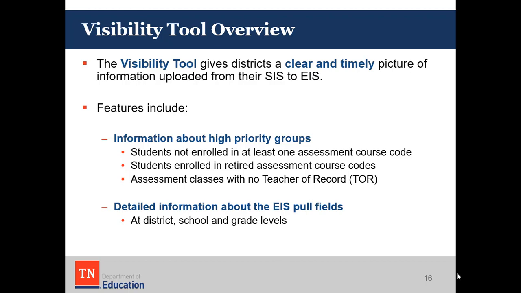It gives you a clear and timely picture of the information uploaded from your SIS to EIS. Features include information about high priority groups. For example, students who are not enrolled in at least one assessment course code, students who are enrolled in retired assessment course codes, assessment classes without a teacher of record.